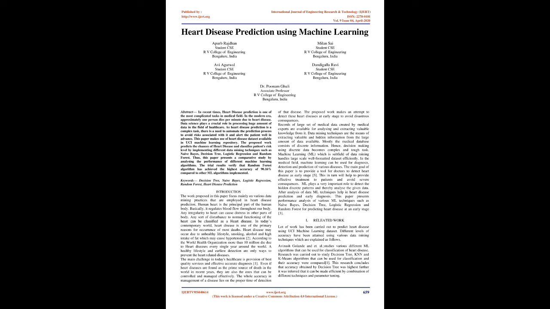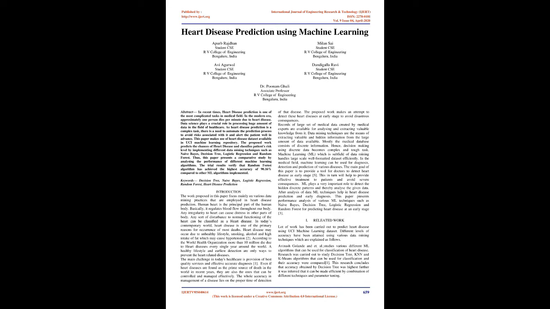Thus, this paper presents a comparative study by analyzing the performance of different machine learning algorithms. The trial results verify that the random forest algorithm has achieved the highest accuracy of 90.16% compared to other ML algorithms implemented. Keywords: decision tree, naive Bayes, logistic regression, random forest, heart disease prediction.